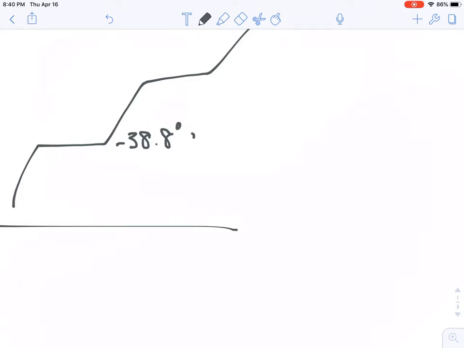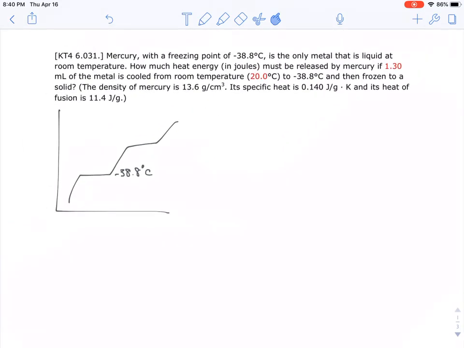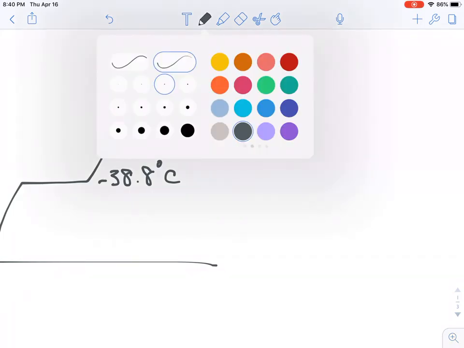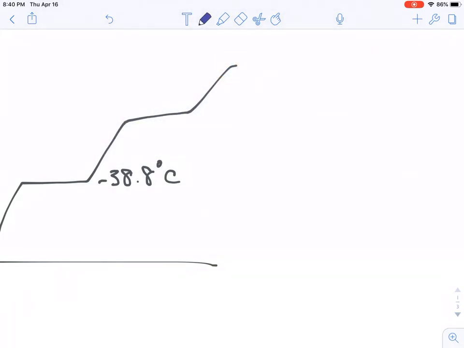So if I'm starting at a temperature above that, I'm in the liquid phase, and if I'm starting at a temperature below that, I'm in the solid phase. The problem states that we are starting at 20 degrees Celsius, and it also tells you that mercury is a liquid at room temperature, and it tells you that this is what room temperature is. So I'm starting somewhere up here. Let's just say there. Anywhere above negative 38 is fine, so anywhere along that liquid line, as long as you don't go all the way up into the gas phase.